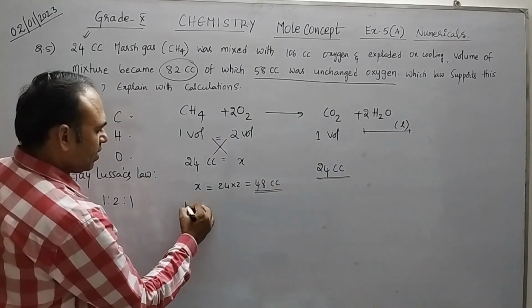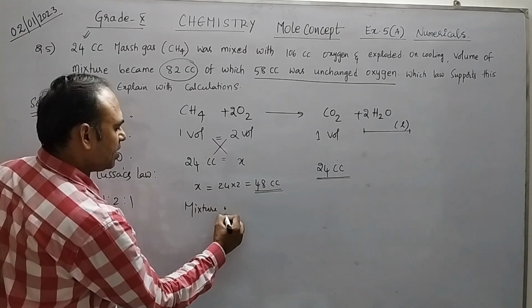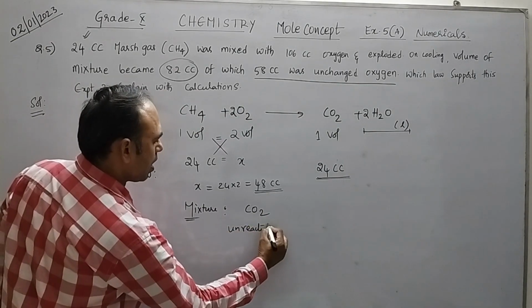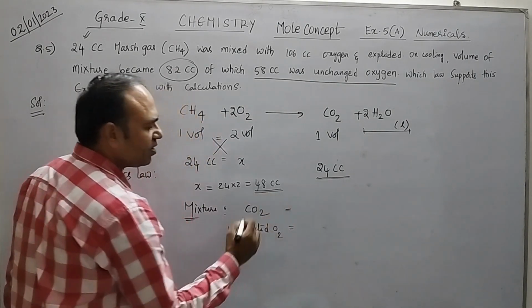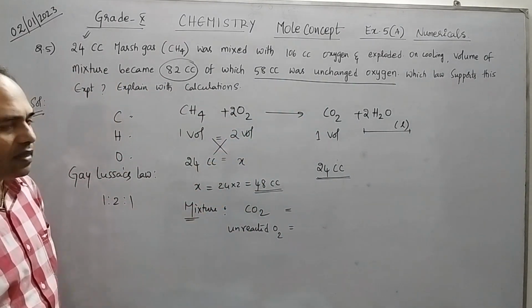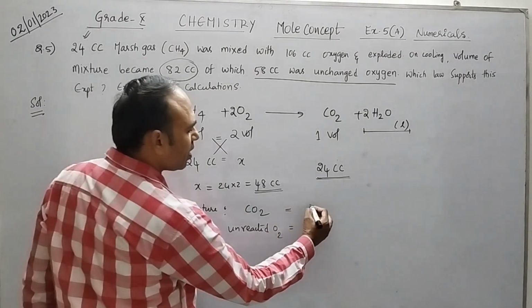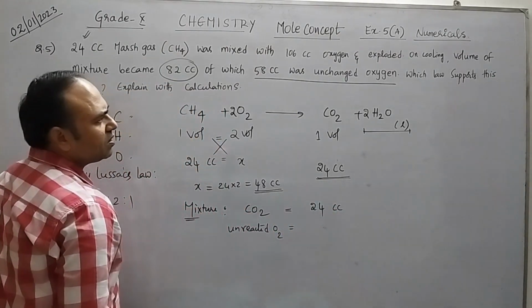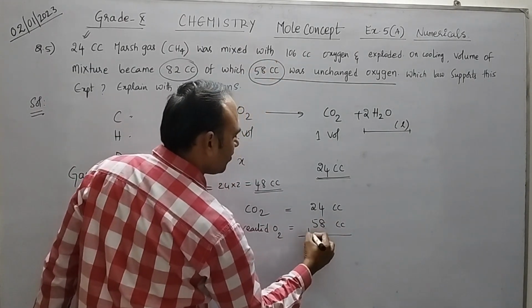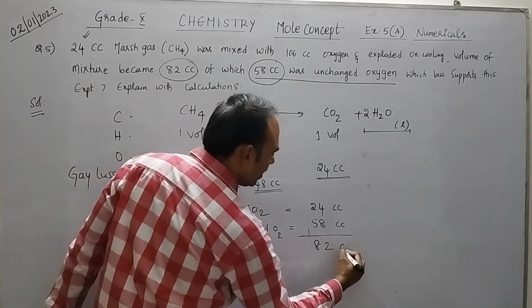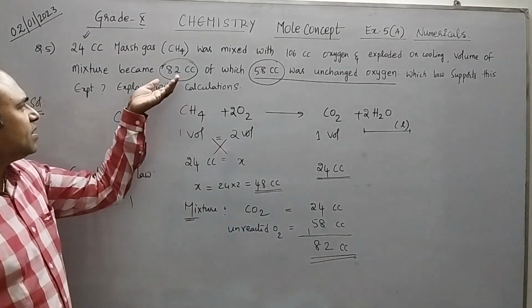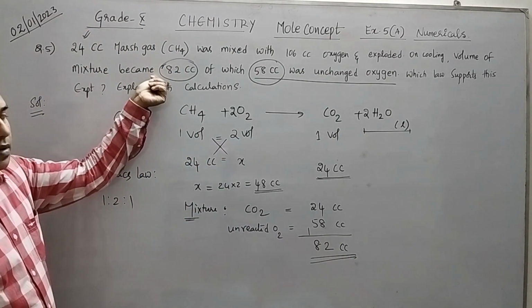Now, what is the mixture here? The mixture is CO2 as well as unreacted oxygen. So in the reaction vessel, you know that the product is there and the one which is unreacted, oxygen also will be present in the reaction mixture. So how much CO2 you have? 24 cc. And how much is unreacted? 58 cc. So therefore in the mixture we have 82 cc. So which is given. So it will definitely match with the given value, that is 82 cubic centimeter.